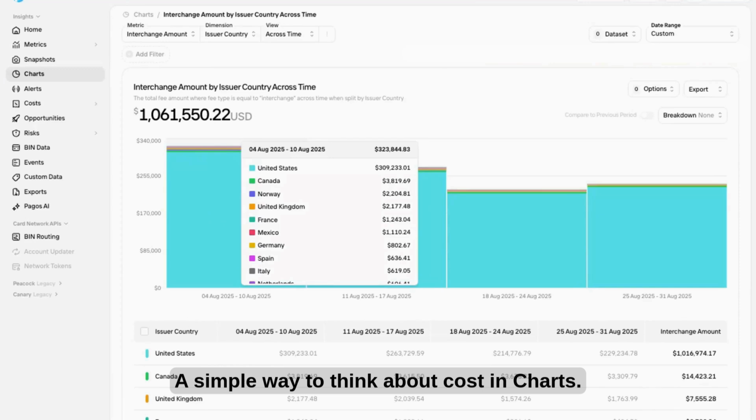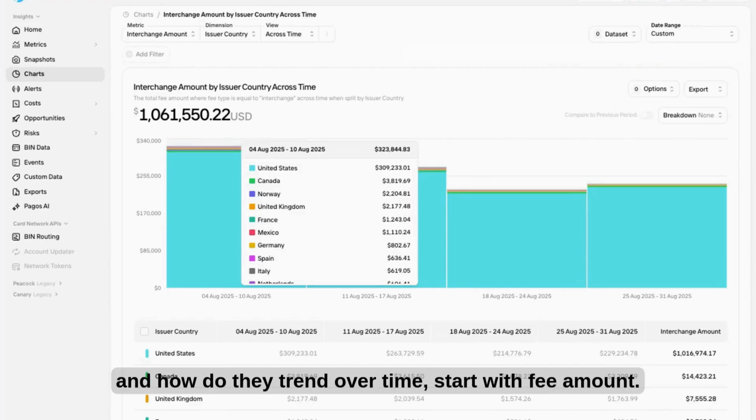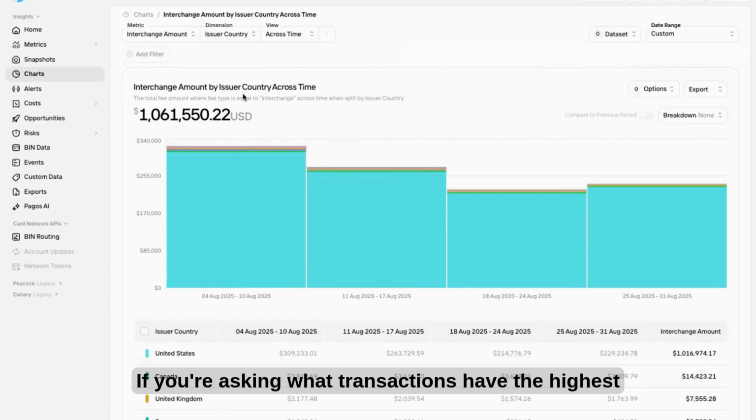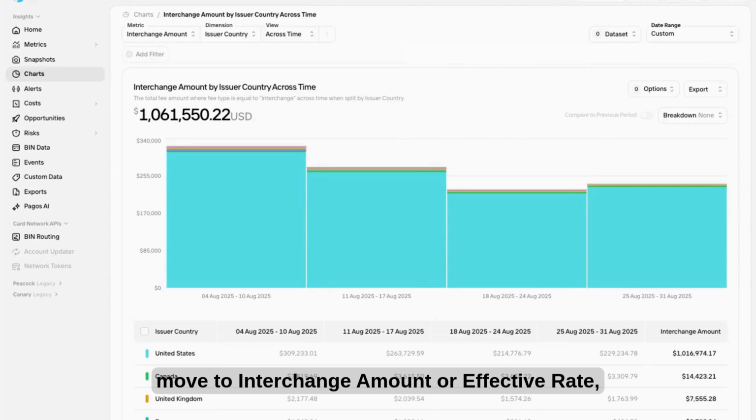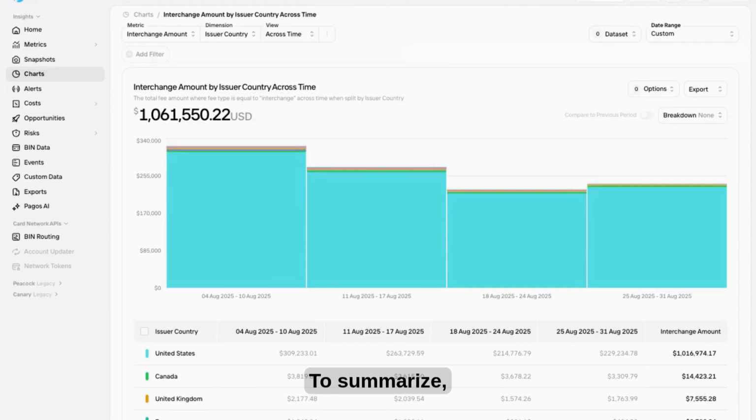A simple way to think about cost in charts. If you're asking, how much am I paying overall, or how do my costs break down, and how do they trend over time, start with fee amount. If you're asking, what transactions have the highest interchange cost, move to interchange amount or effective rate, depending on whether you care about absolute dollars or relative cost.